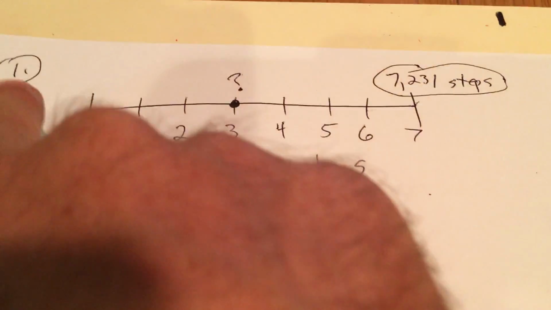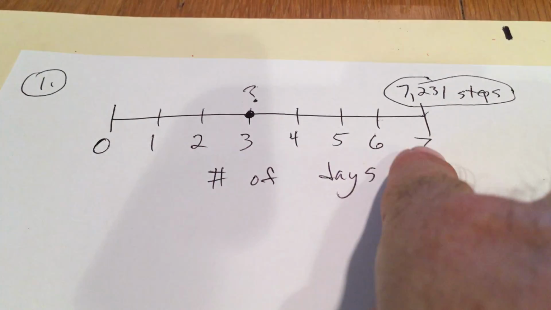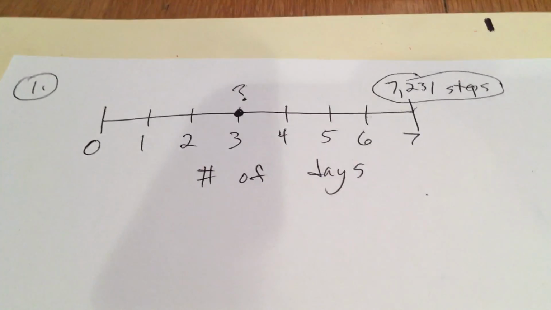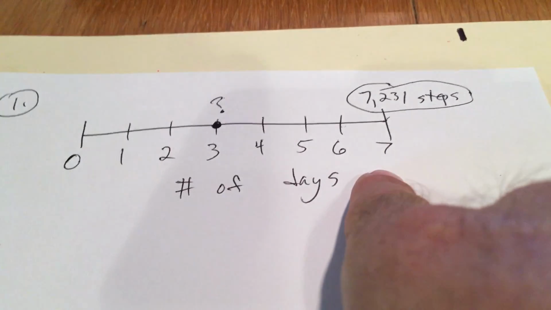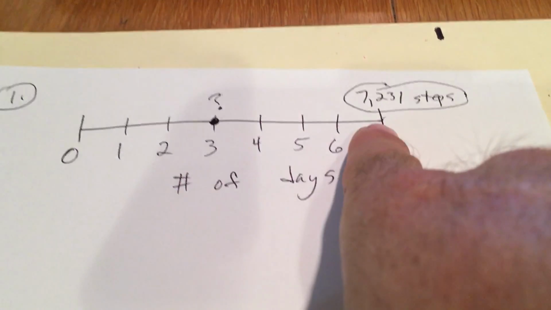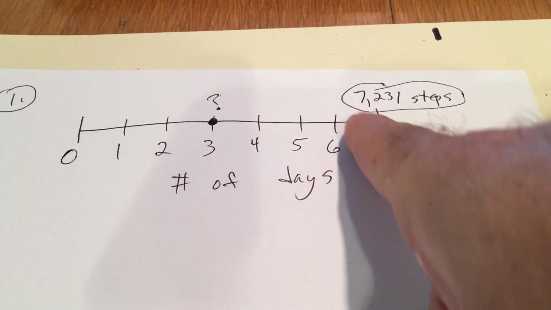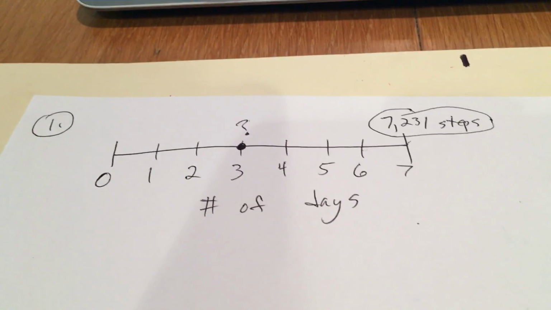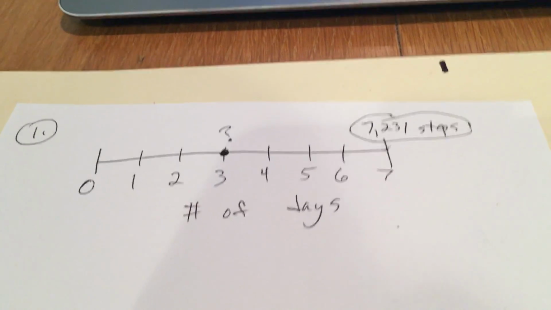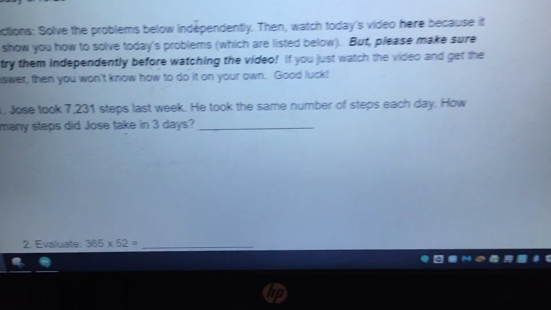Okay, so I drew a little model for this one. I drew a number line with 7 days from 0 to 7 with all equal spaces, because it says that he took the same number of steps each day, so they're all equal groups. The number of days is on the bottom, 0 through 7. Then on the top, I put, after 7 days, he took 7,231 steps. But the question is a little different this time. It says, how many steps did Jose take in 3 days?